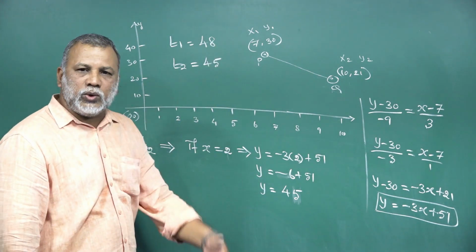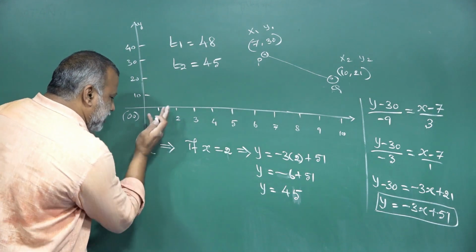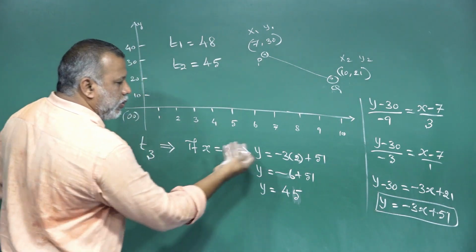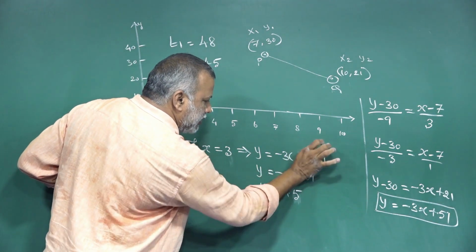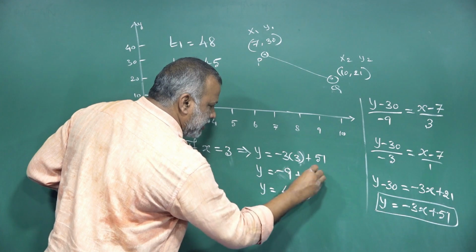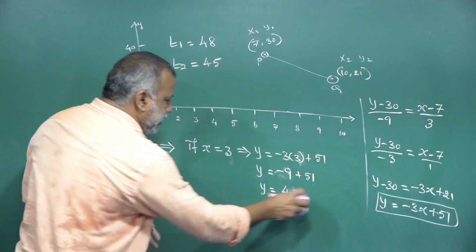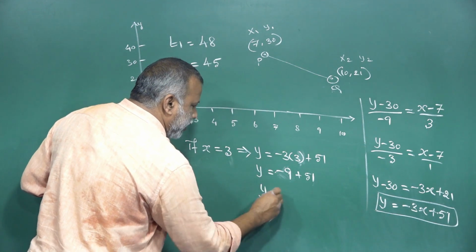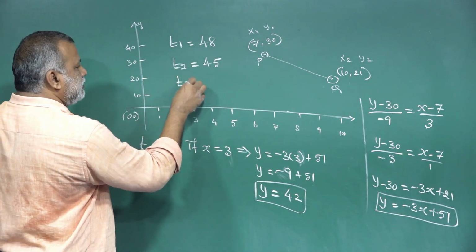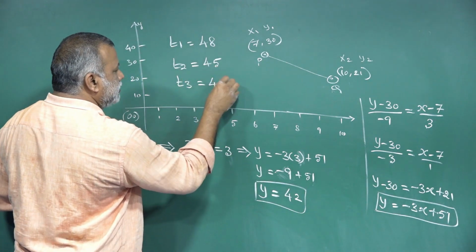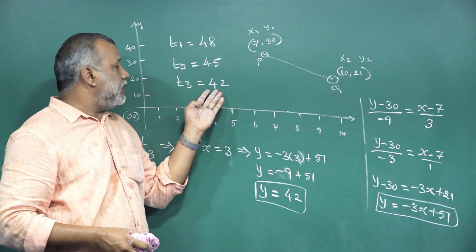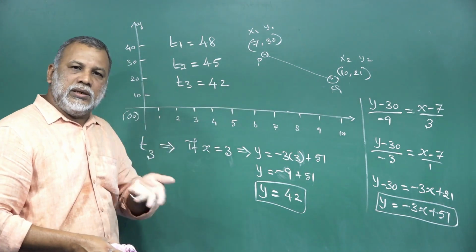In the same way, we are going to work out the third term, that means T3. If x equal to 3, just use the concept, y equal to minus 3 times 3 here, we can get minus 9, here already 51, therefore we can get y equal to 51 minus 9, we can get 42. That means the third term T3 is equal to 42. See here, the first term 48, second term 45, third term 42. Like this we are able to get many terms.